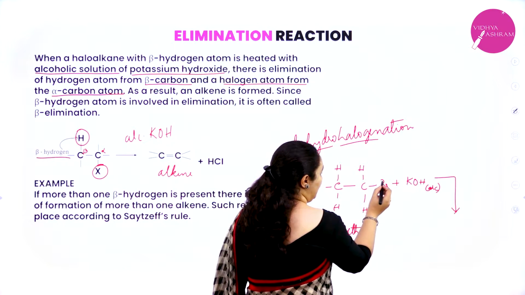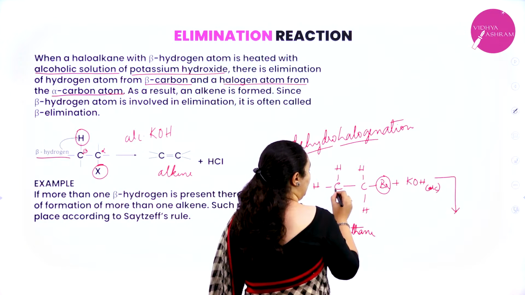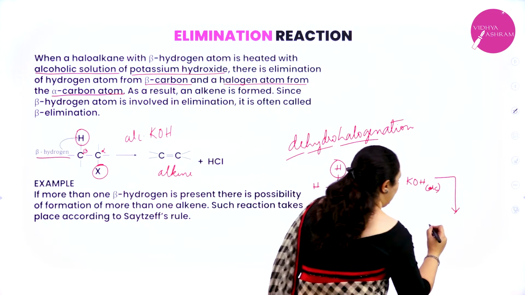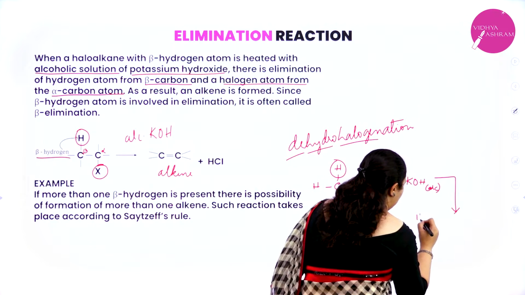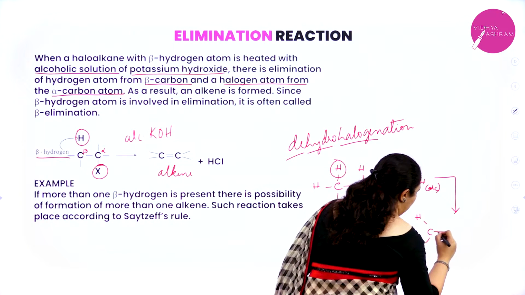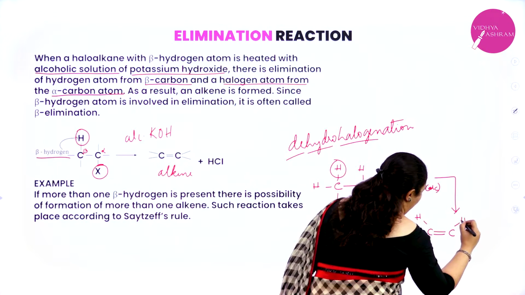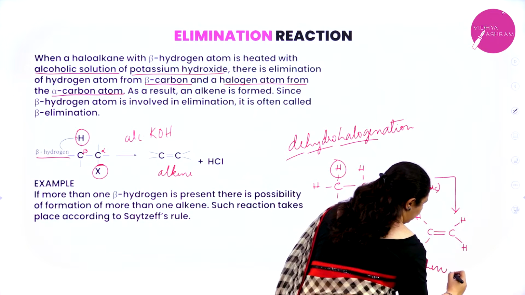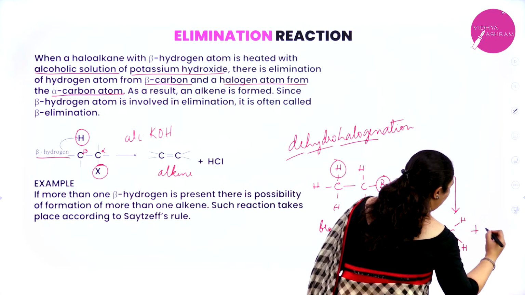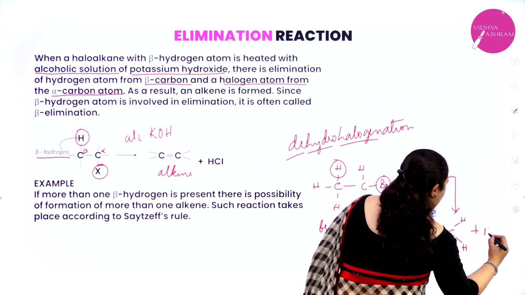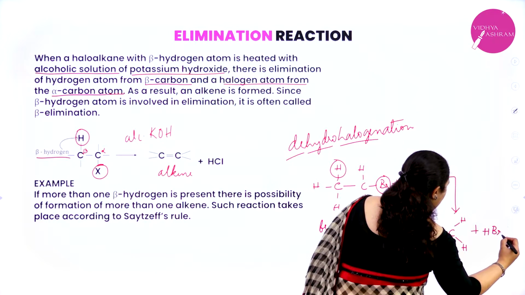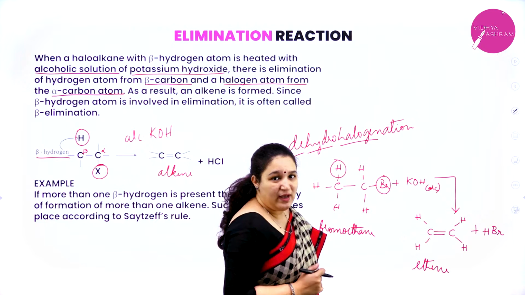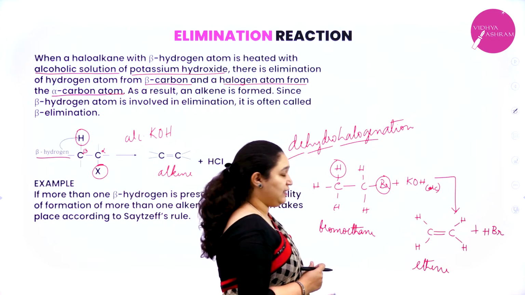From alpha carbon atom, bromine is removed. From beta carbon atom, any one hydrogen is removed. So you will get CH2 double bond CH2, that is you got ethene. And what got removed? We have HBr, which is removed. Okay. So I hope you have understood the reaction.